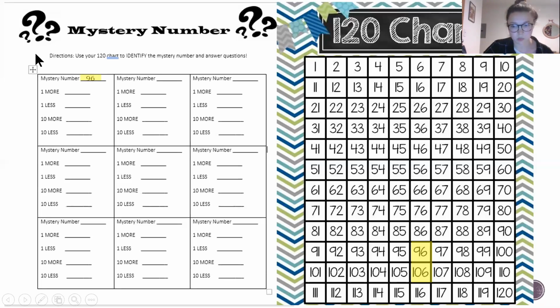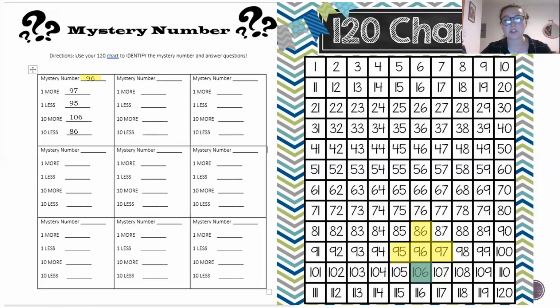So what number is 1 more than 96? We can use our 120 chart and see that it is 97, and I would record that in the space right there. Same for the rest of these questions, just record all the answers that you find in the spaces on your recording sheet.